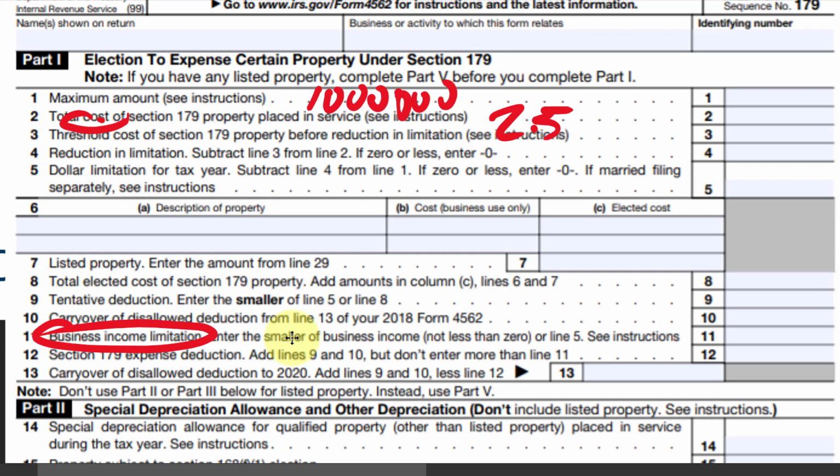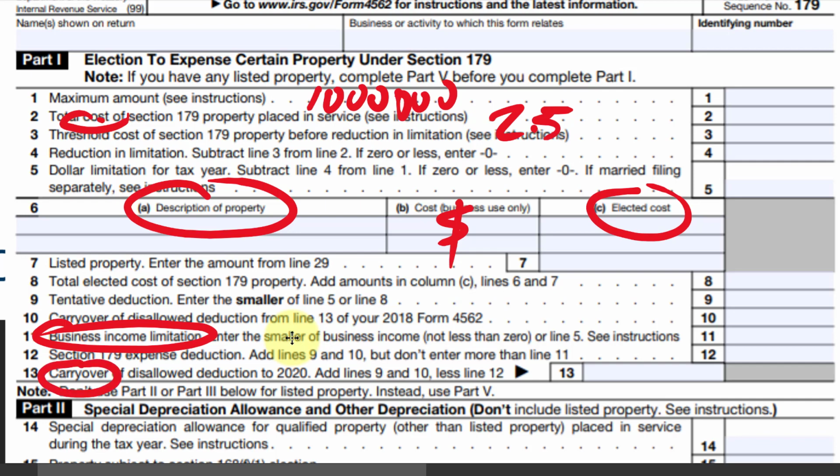And the nice thing about 179, you can pick the specific personal property that you want to deduct. And you put the whole cost over here, but then you don't have to deduct the whole cost. You can choose how much of that cost you want to deduct. Now, if you choose more than what you can deduct because of the income limitation, you can carry it over, whatever you cannot deduct, carry it over to next year. Next year, it's subject to that same income limitation.